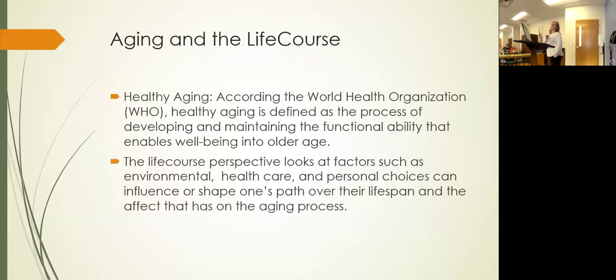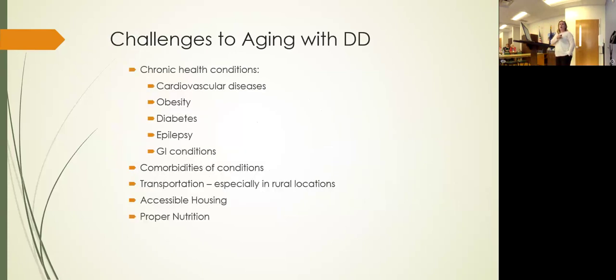So just with aging and life course, obviously I talked about healthy aging. Life course is basically, in a simplistic way, the course you take along your lifespan. There are different trajectories, those pivotal moments in life: when you graduate, when you get married, when you buy your first house. But the life course perspective looks at how the environment, healthcare, and your own personal choices influence your life course and shape it along the aging process.